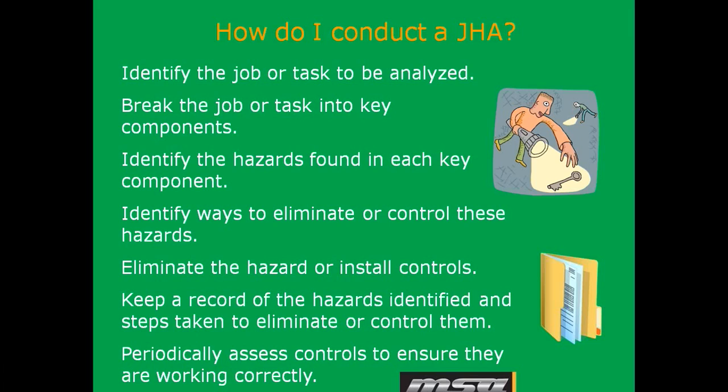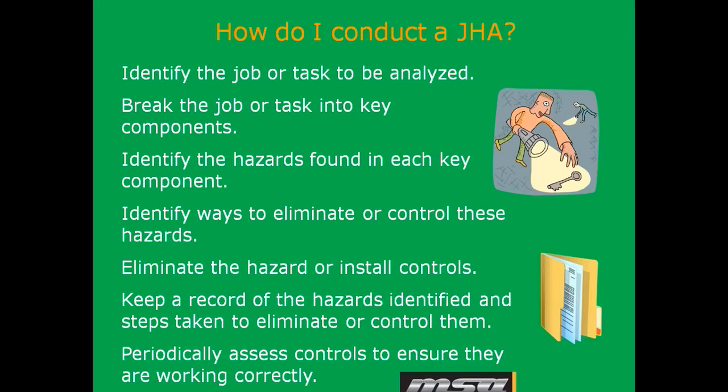So as mentioned, we want to identify the task or job to be analyzed, and we can use our risk assessment to determine which jobs to start with and what jobs to analyze. Then we're going to look at those jobs or tasks and break them into key components. Look at the hazards found in each component, what hazards are present that the worker is exposed to. We're going to look at ways to eliminate or control or reduce these hazards. Once we have that in place, we're going to keep a record of these hazards identified and the steps we've taken to eliminate or control them.